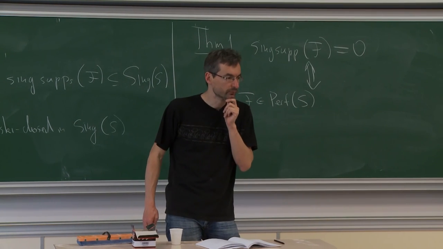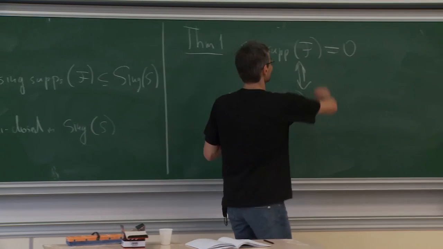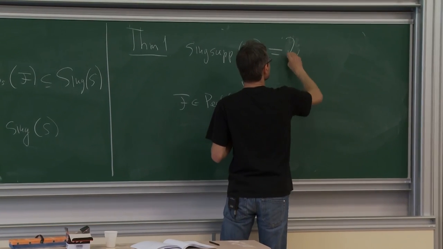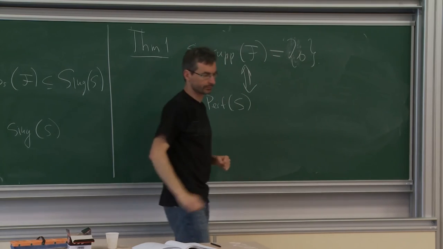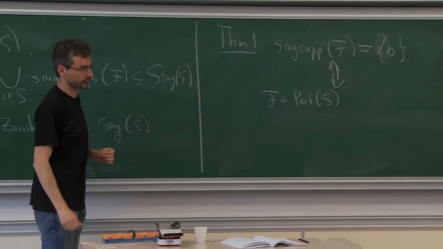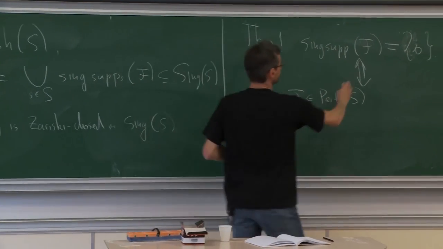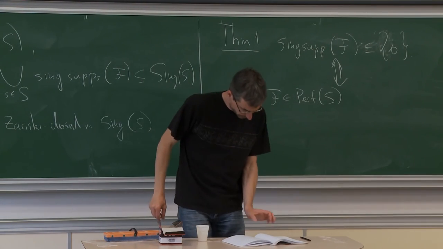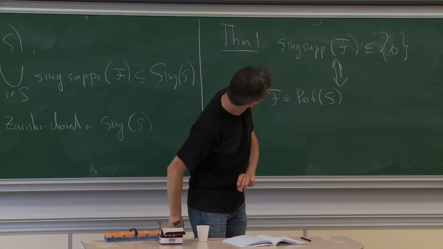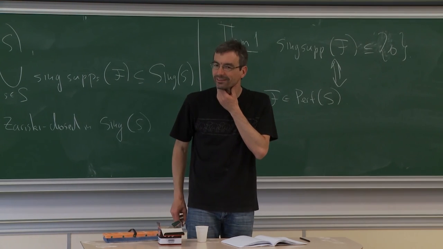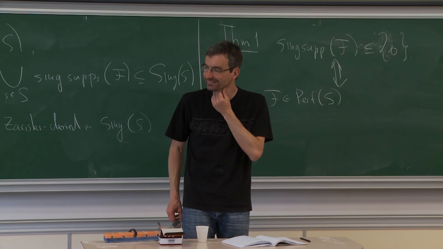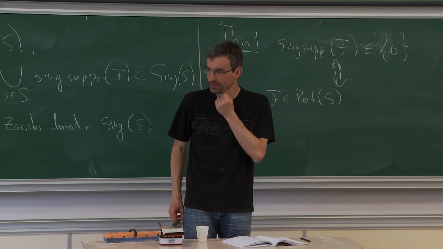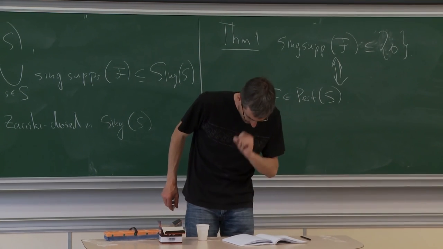When you write equal to zero, do you mean empty or equal to the zero section? No, the zero section. Zero section. Because the zero module, I think, would have empty. Yes, it contains the zero section.